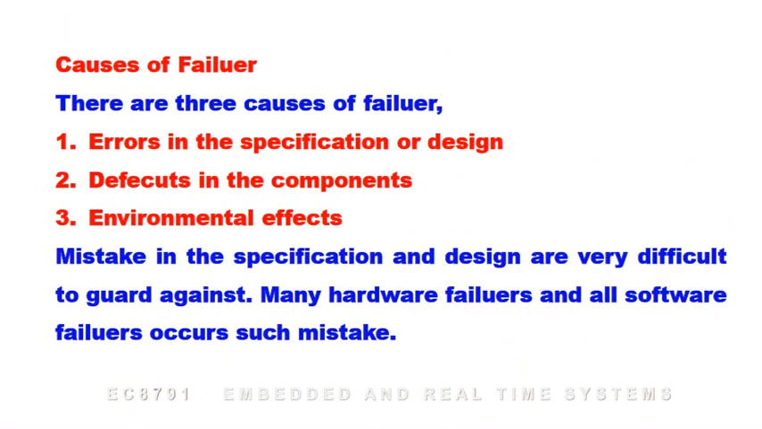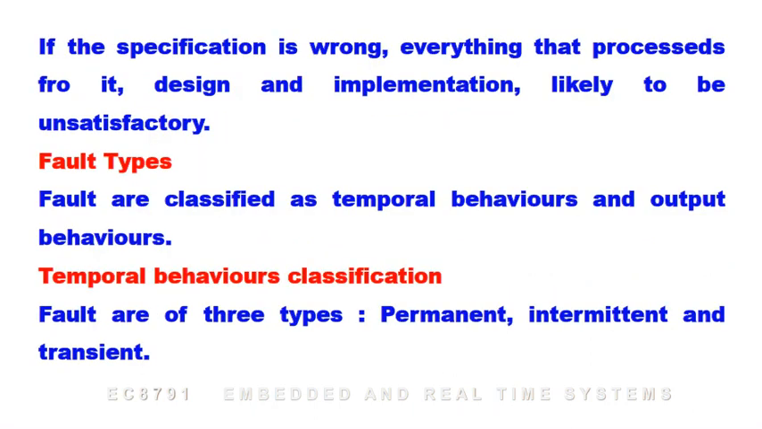Causes of failure: there are three causes of failure: errors in the specification or design, defects in the components, and third one, environmental effects. Mistakes in the specification and design are very difficult to guard against. Many hardware failures and all software failures occur from such mistakes. If the specification is wrong, everything that proceeds through it, design and implementation, is likely to be unsatisfactory.